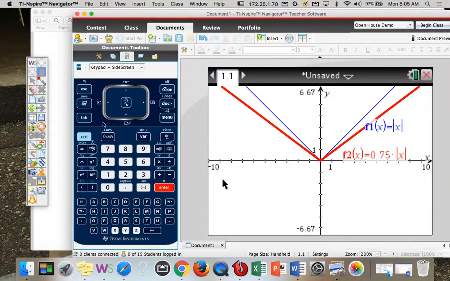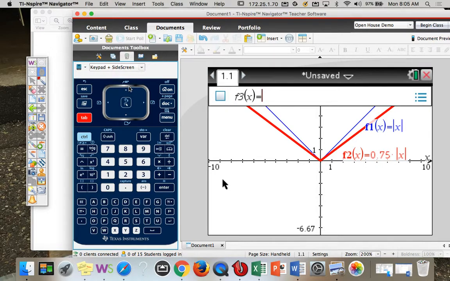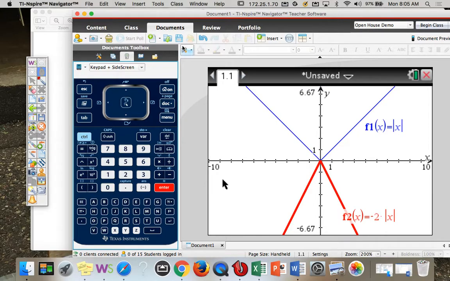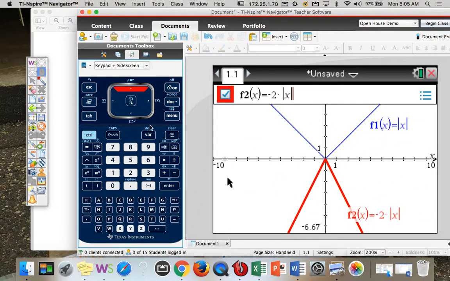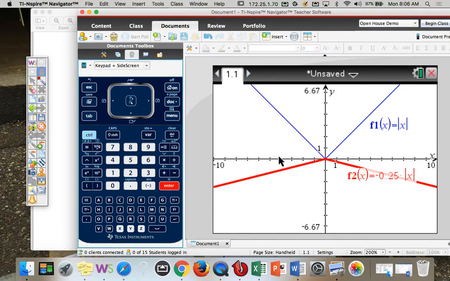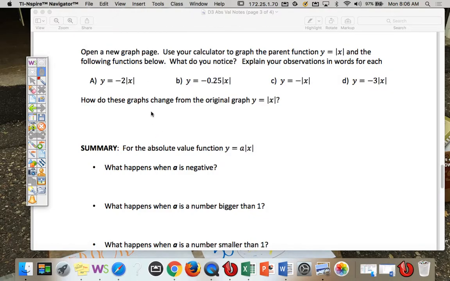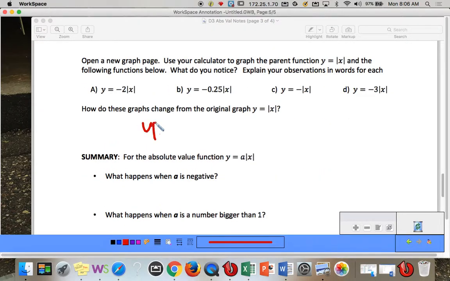So let's take a look at if we put a negative in front. First one's -2. It flips. Let's do the next one, -0.25. Again, that one's flipped as well. So when there's a negative, it flips. It's upside down.